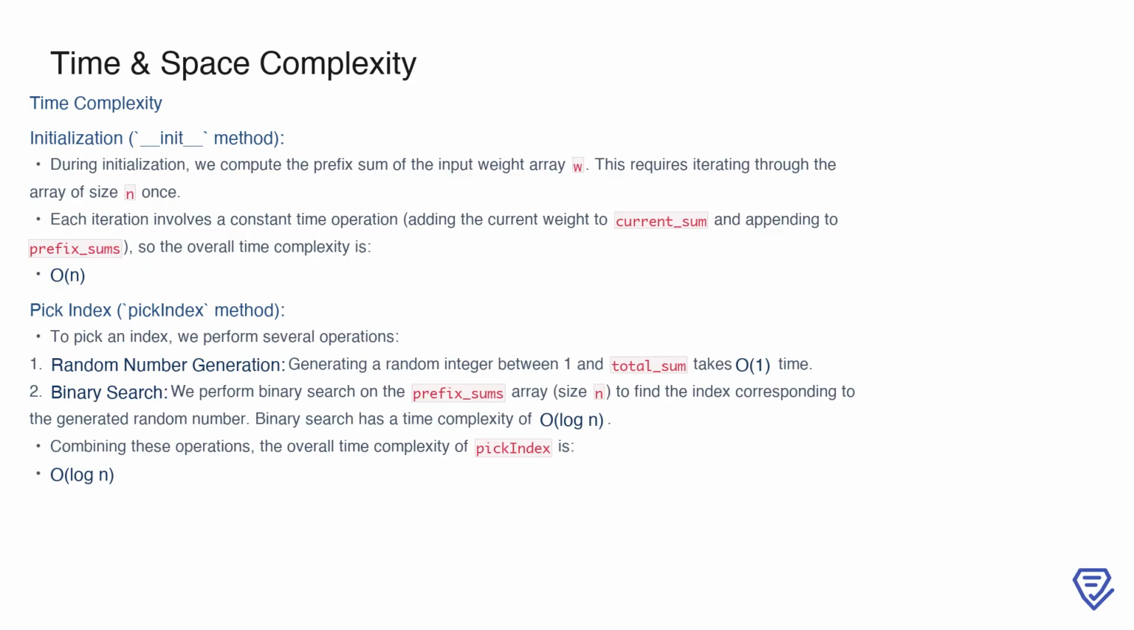Now, for the pickIndex method, we perform two key operations. Generating a random number between 1 and the total weight takes constant time, so O(1). However, finding the index corresponding to this random number requires binary search on the prefix sums array. Since binary search operates on an array of size n and has a logarithmic growth rate, this step takes O(log n). Combining these steps, the overall time complexity for a single call to pickIndex becomes O(log n).